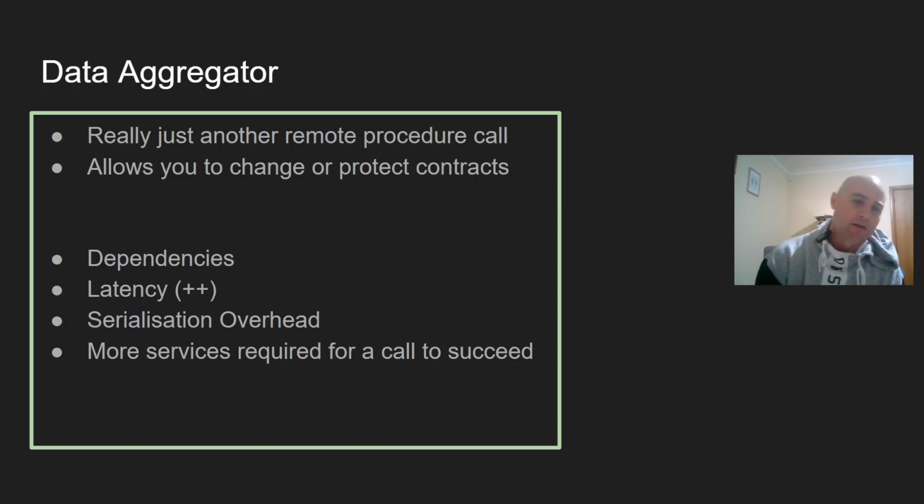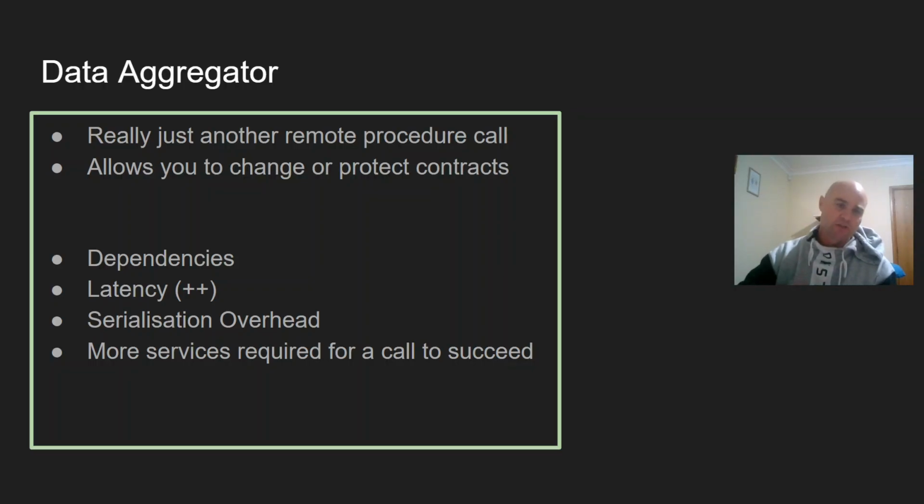Moving on. A data aggregator is really just remote procedure calls, but with extra remote procedure calls inside of it. What it does is it allows you to protect and wrap your contracts and get disparate data together and present an API to your client or to your other service, so that it doesn't have to think about getting that data together. And that might be an advantage, particularly if you've got several services that are running on the same host. You don't really have to worry about latency in that circumstance. You're just thinking about serialization.